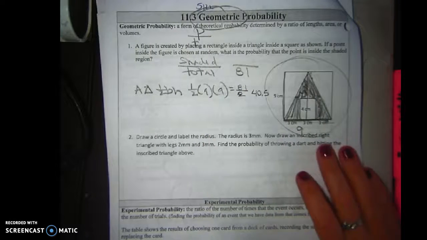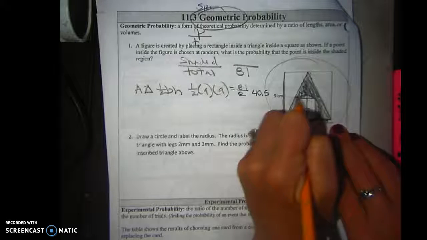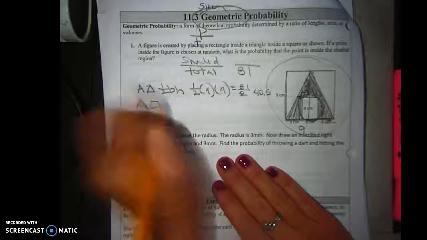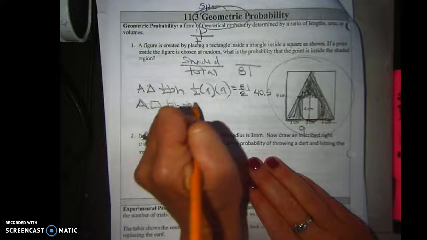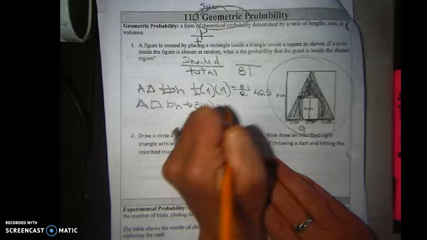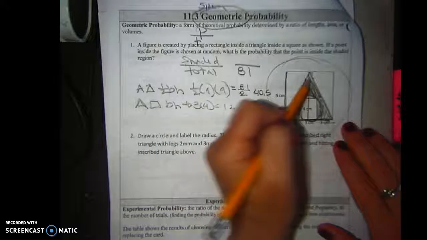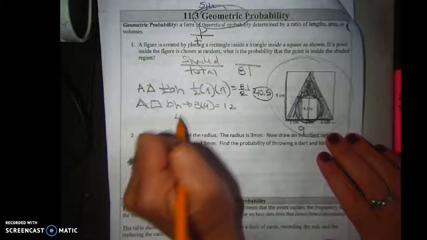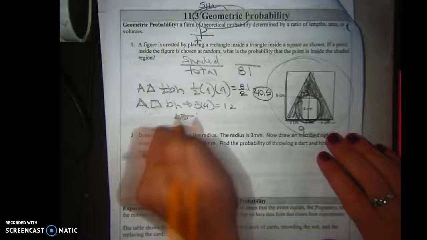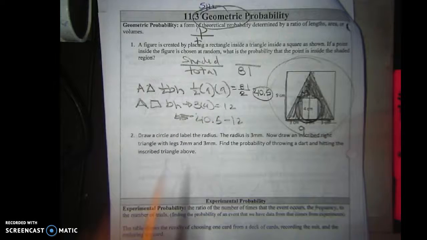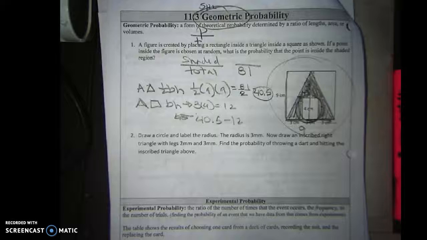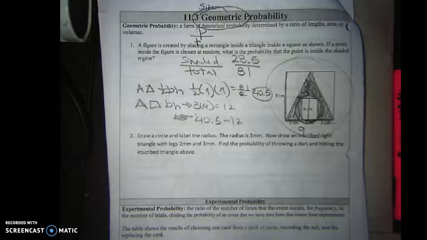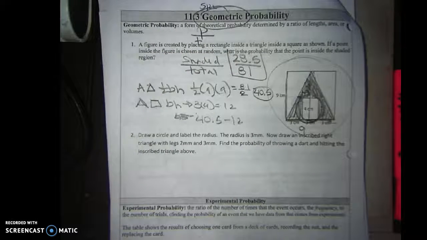Okay? But the problem is this part has to be taken out. So I have to figure out the area of the square, which is base times height, which is 3 times 4, which is 12. So really, they just want the shaded, which is this, take away this. So I'm going 40.5 minus 12, which is 28.5. And that's the answer if I subtract.